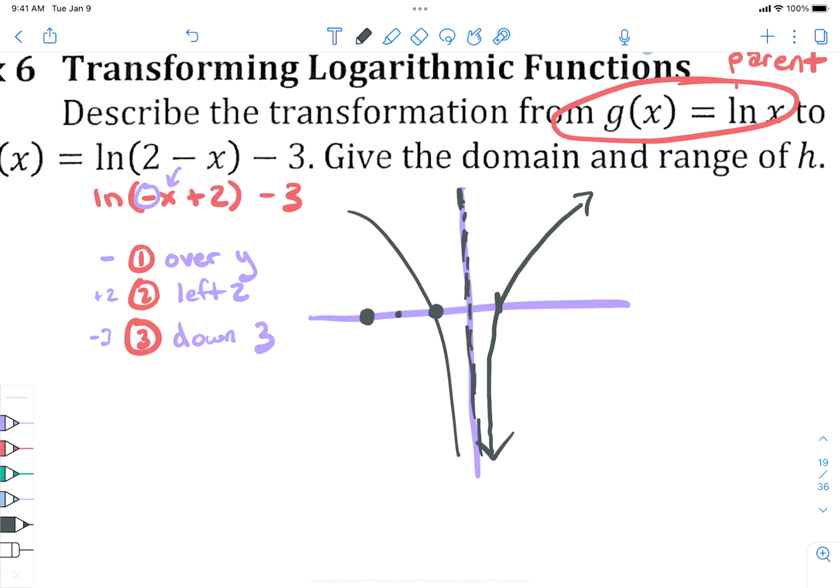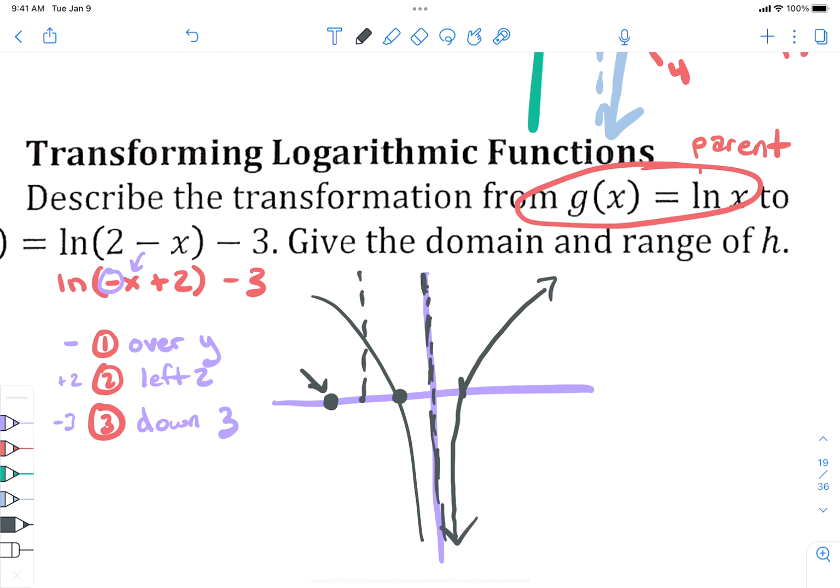Left 2. Now where is this dot at? Right here. That's at -3. Where's my vertical asymptote at now? At -2, right here. That's where it's at because we're going to the left 2.